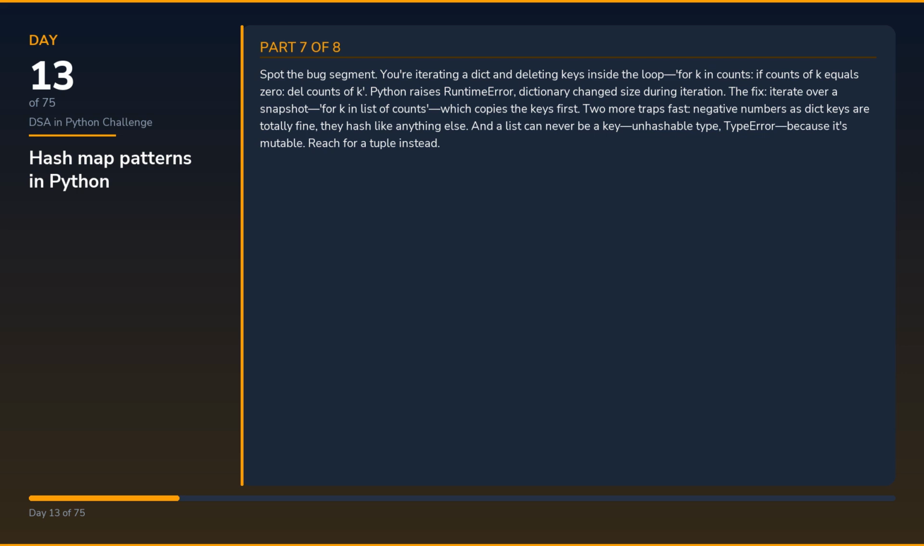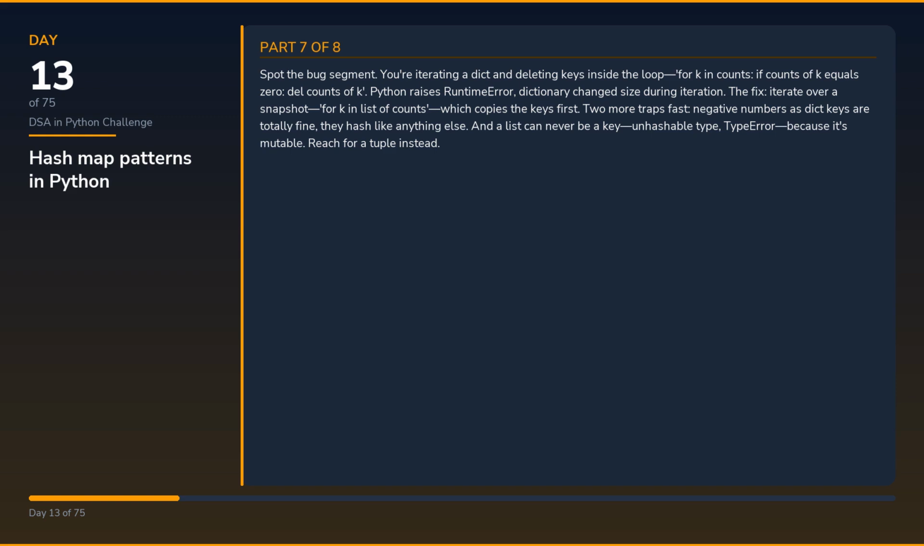Spot the bug segment. You're iterating a dict and deleting keys inside the loop: for k in counts, if counts[k] equals 0, del counts[k]. Python raises RuntimeError: dictionary changed size during iteration. The fix, iterate over a snapshot, for k in list(counts), which copies the keys first.